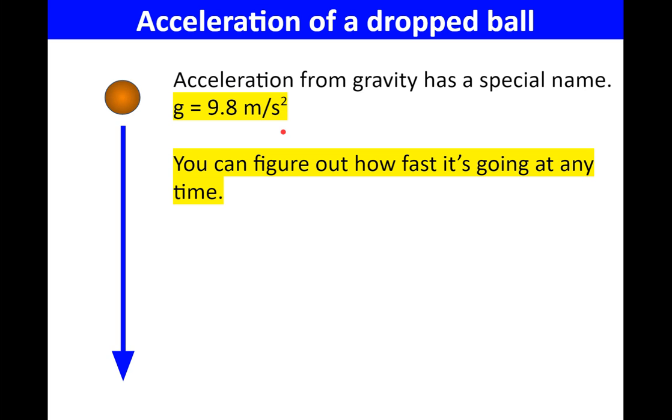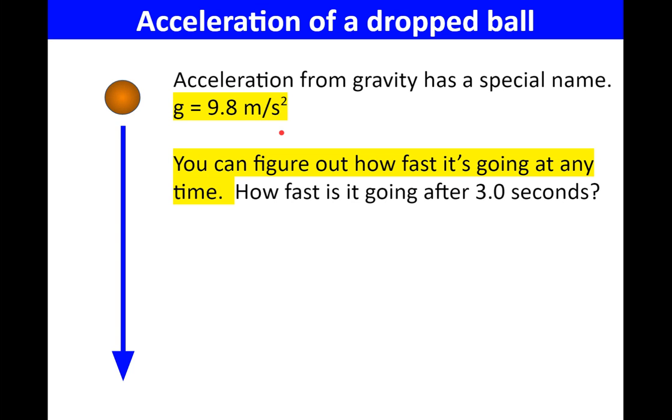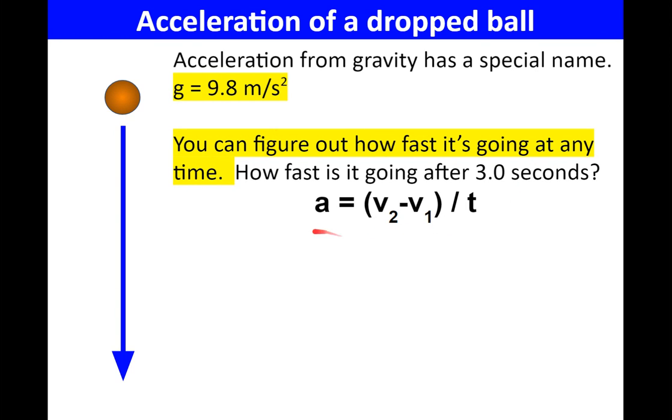So you can figure out how fast this ball is going at any time after you drop it. How fast is it going after 3 seconds? Well, let's figure that out. Here's our trusty equation for figuring out acceleration, but we've got 4 variables in here: 1, 2, 3, 4. And we know what all of these are except one. How fast it's going at any time, that's going to be v2. And we set which v2 we mean by saying that the time is 3 seconds.